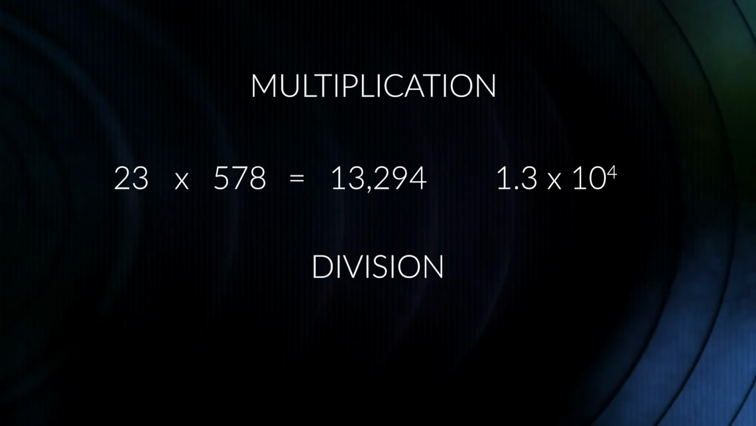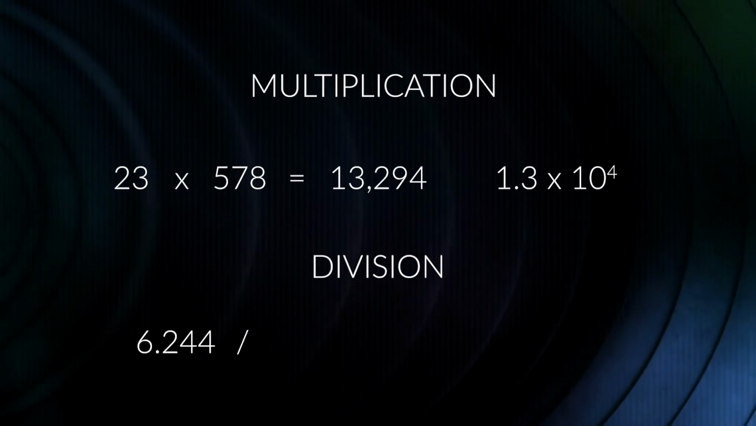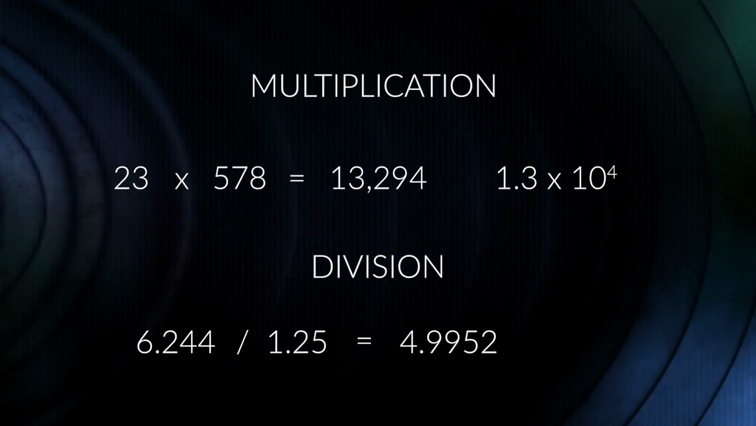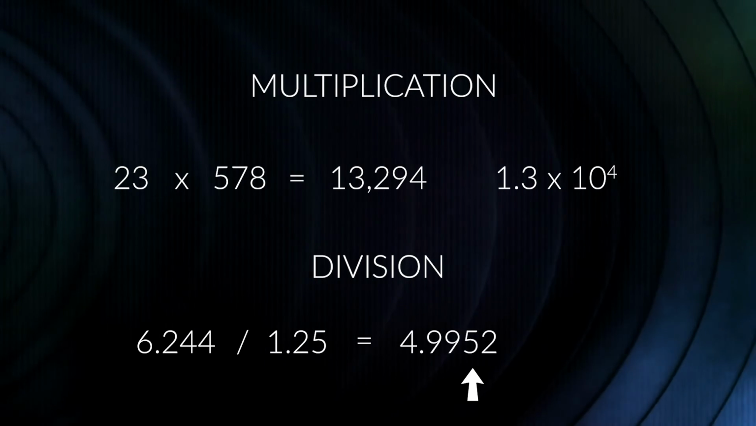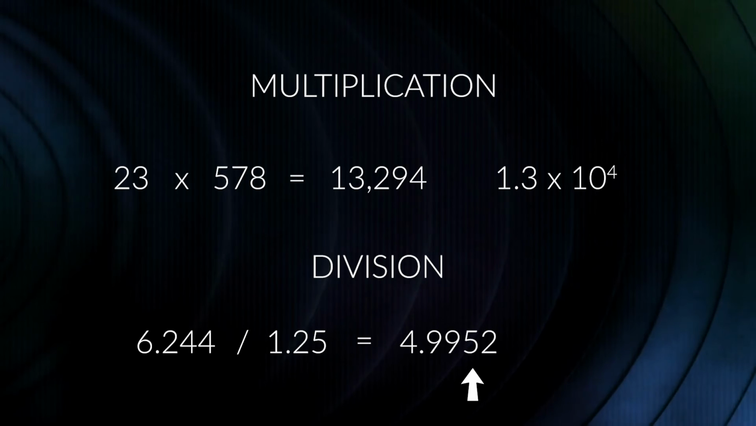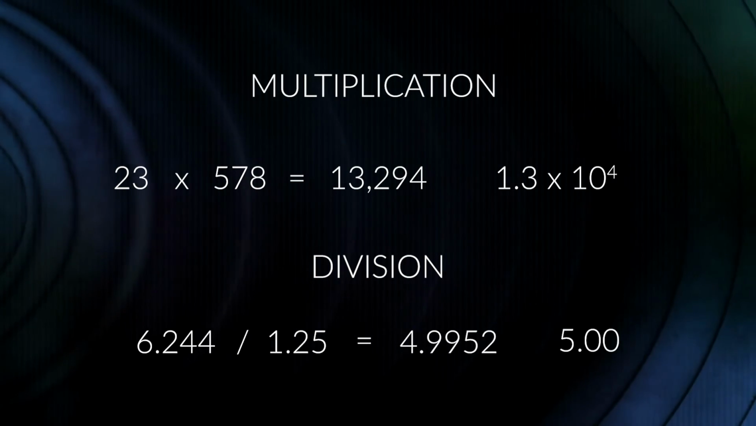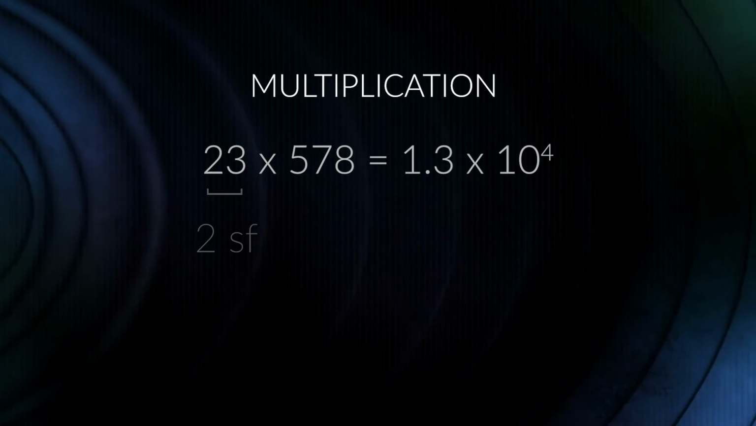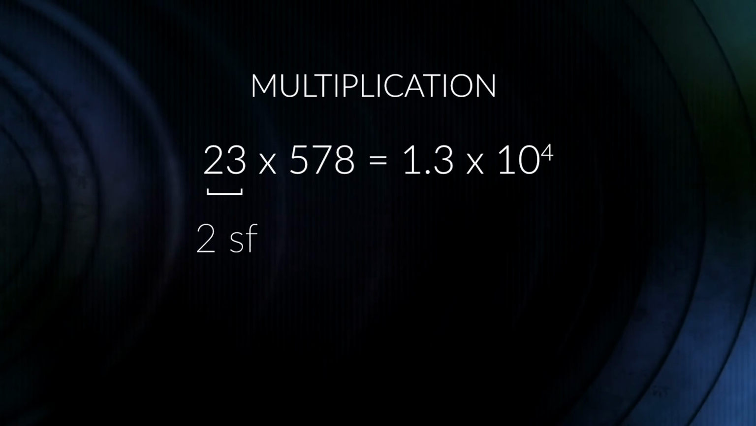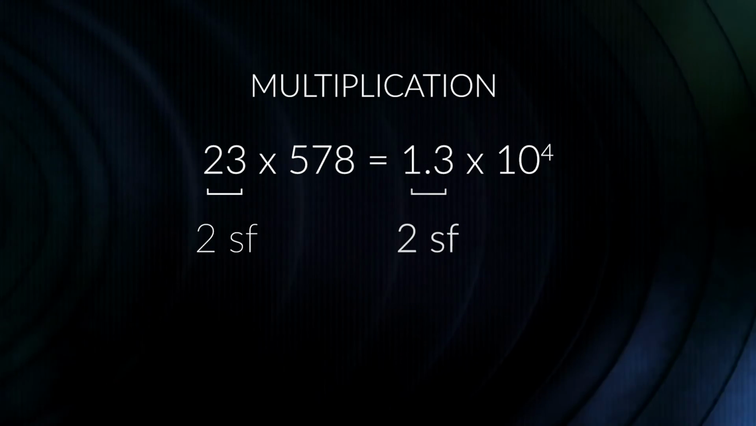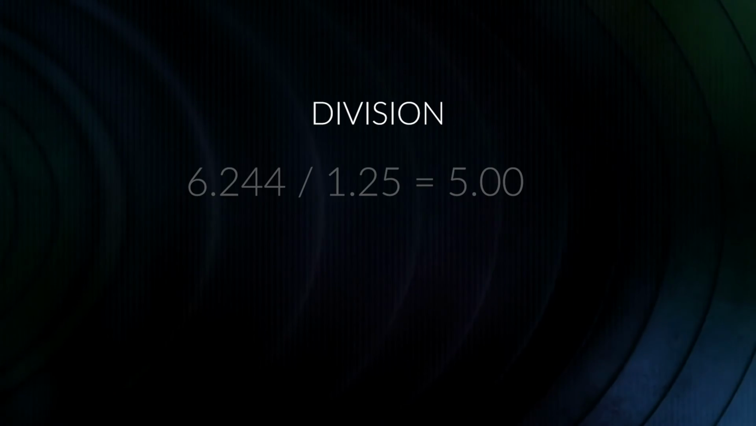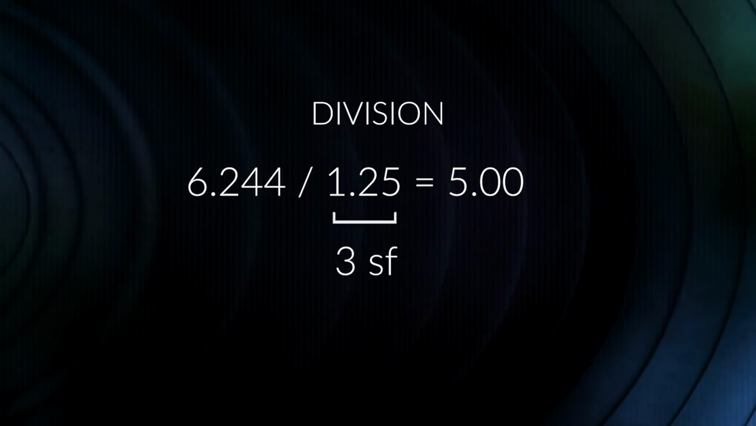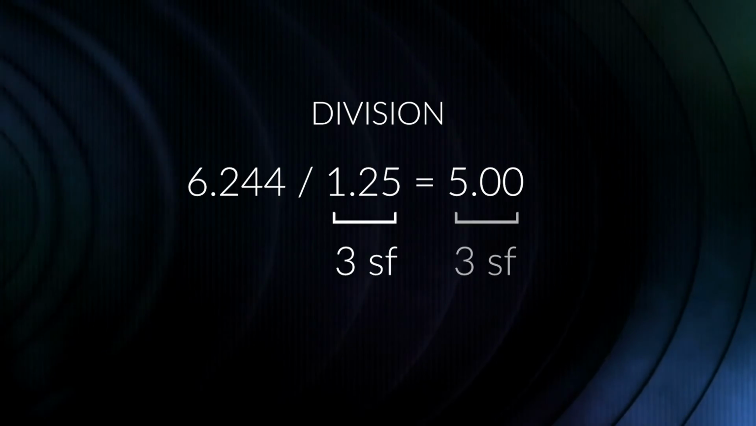Similarly, if I was dividing, I could divide 6.244 by 1.25. Now I get 4.9952. And if I wanted to use three significant figures, then I round, and you can see that I have 9 after that, so my number would end up becoming 5.00 as three significant figures. So for the multiplication, we had two significant figures as the least number of significant figures, so my answer was also to two significant figures. And when I was dividing, the least number of significant figures I had was in 1.25, so that was three significant figures. So my answer was also to three significant figures.